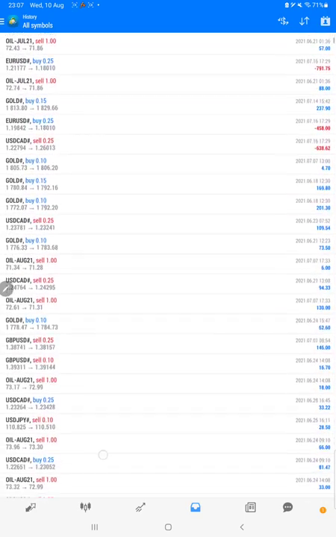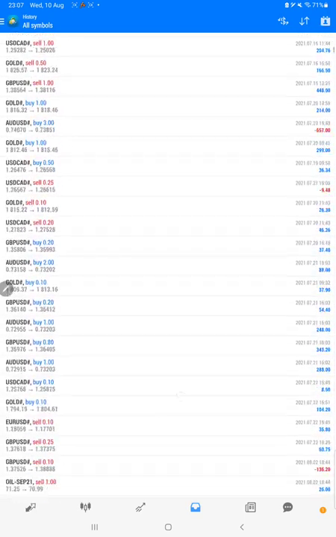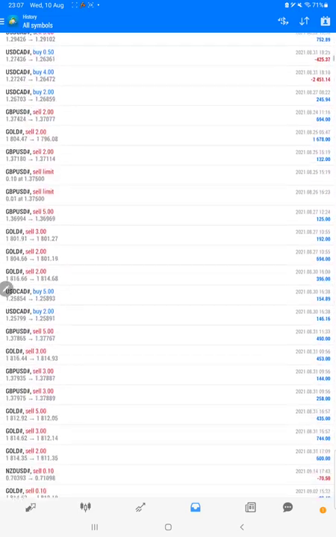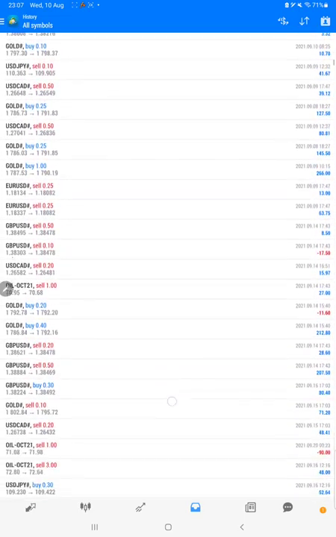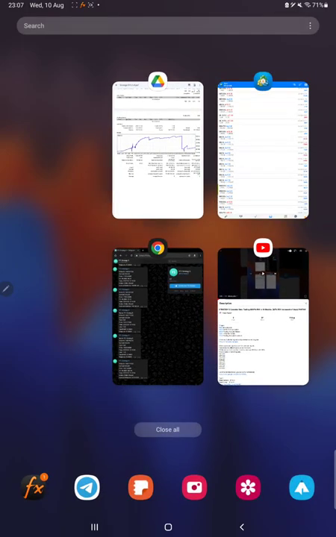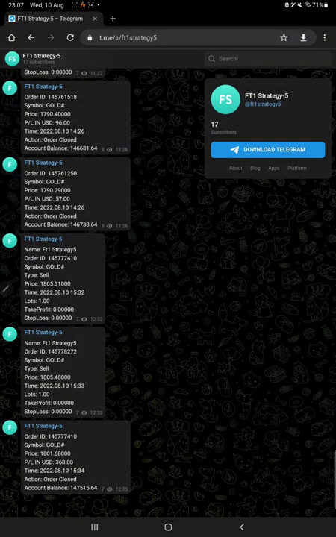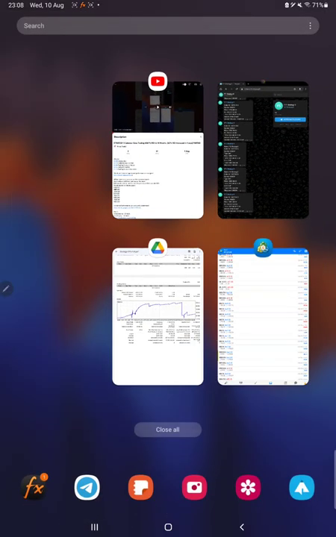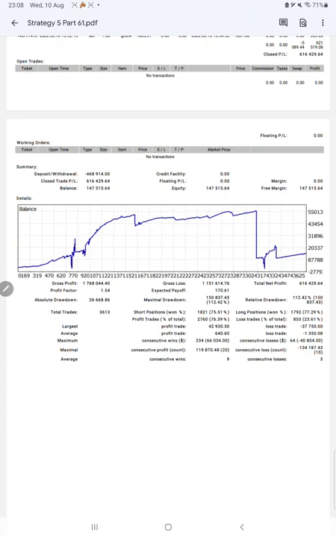We can check each and every trade with its profit and loss. Lot size also we can verify, whatever trades we have taken. Also, this strategy is connected from MT4 to Telegram. So by joining the FT1 Strategy 5 Telegram channel, you can stay updated with each and every trade we have taken and verify with its order ID how much lot size we have taken, and how much profit and loss we have booked.